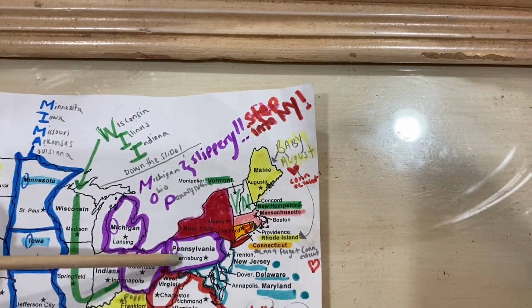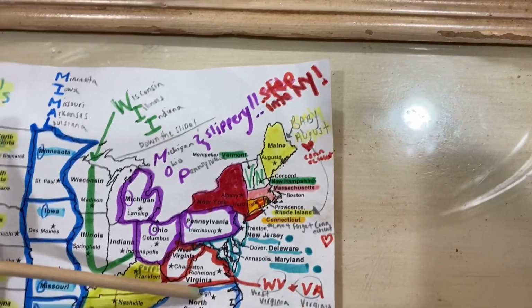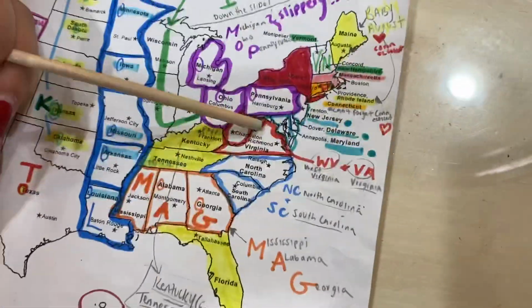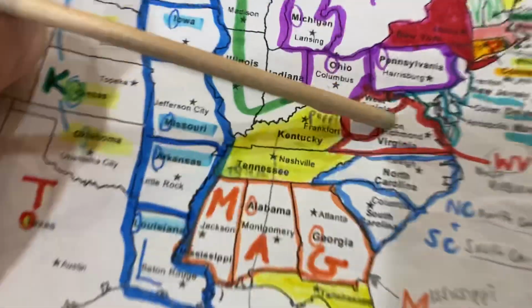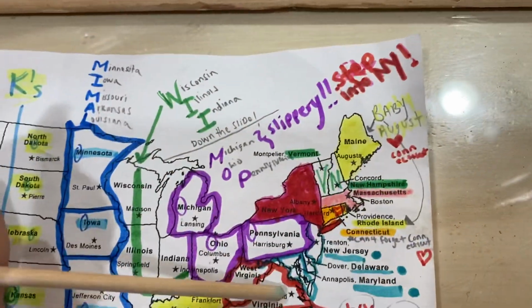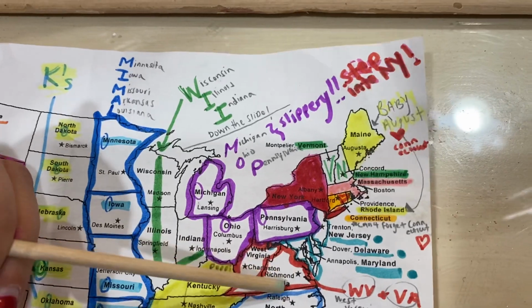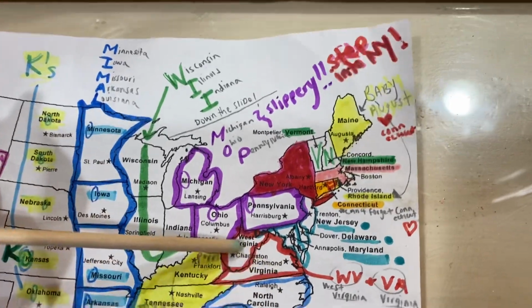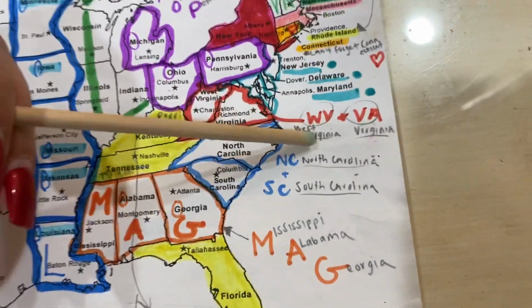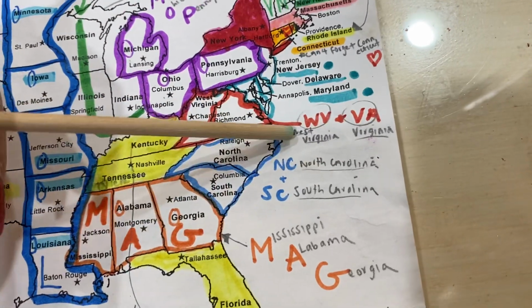Look for the vagina. The vagina. Virginia. Don't write vagina. It's Virginia. And here's the little pecker. Virginia, vagina, and the little pecker. Virginia and West Virginia. And they're married. Virginia and West Virginia are married.